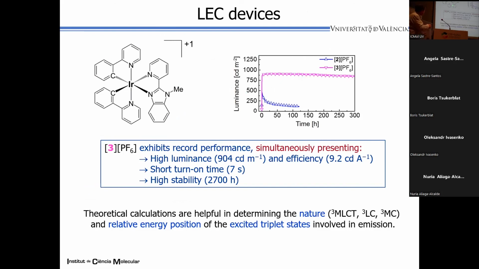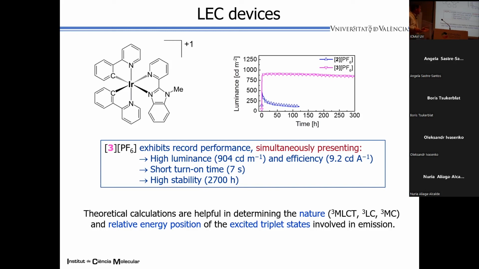Okay, this is the last conclusion. This complex is not the best one, but exhibits record performance in the sense that it presents simultaneously high luminescence and efficiency, short turn-on time, immediately, and high stability, almost 3,000 hours.